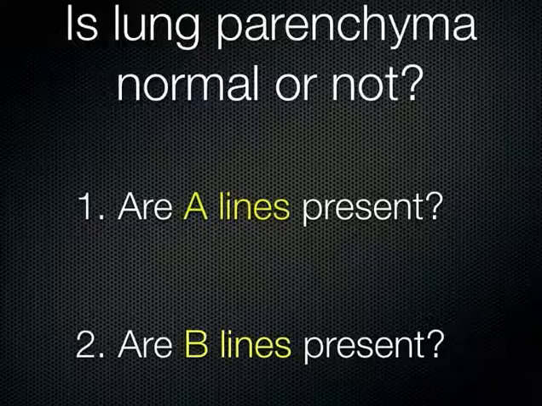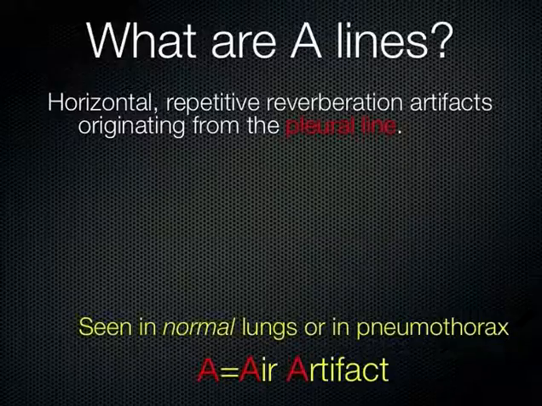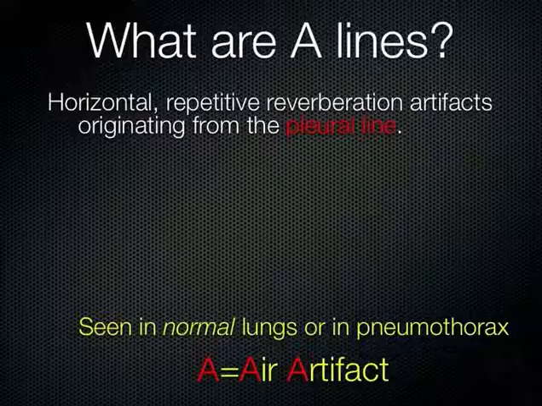A lines are horizontal artifacts. They're repetitive, they're from reverberation due to ultrasound waves that have gotten trapped at the pleural line. Anytime you have two substances or tissues next to each other that have a really different acoustic impedance, for instance, pleural line and air right next to it, that sets up a reverberation at that interface. The ultrasound waves get trapped right there and they reverberate back and forth. And what happens is the probe reads that as a deeper structure.